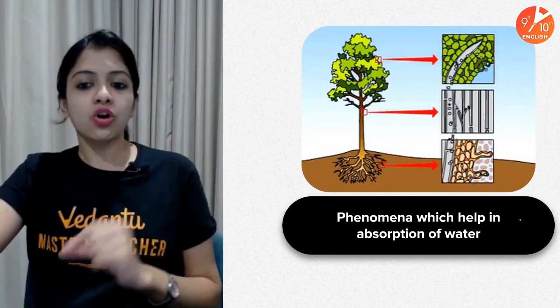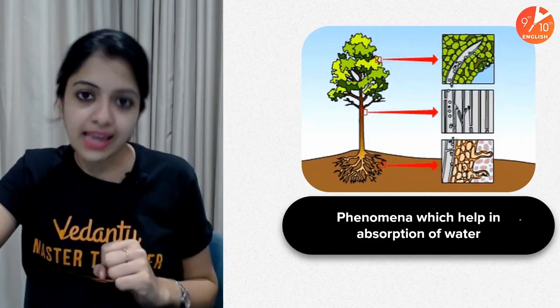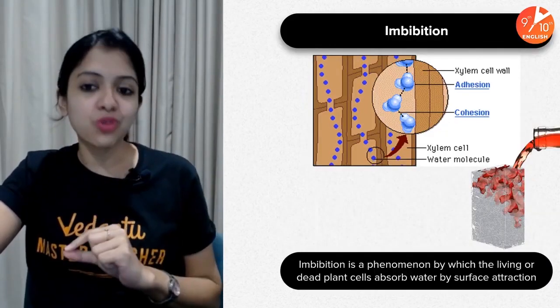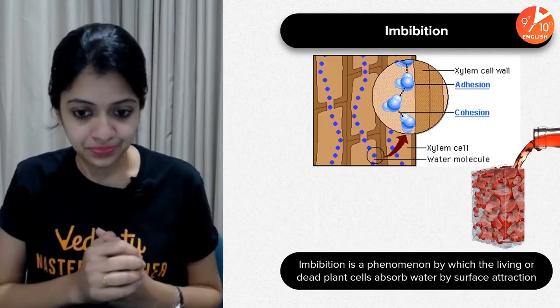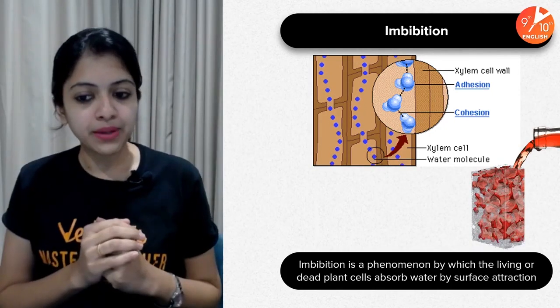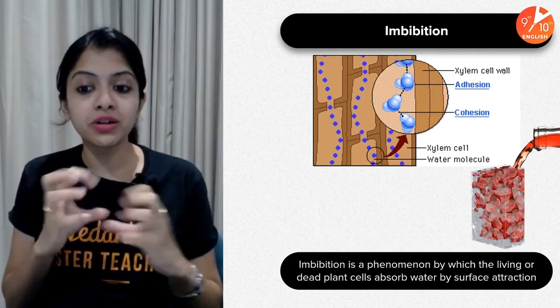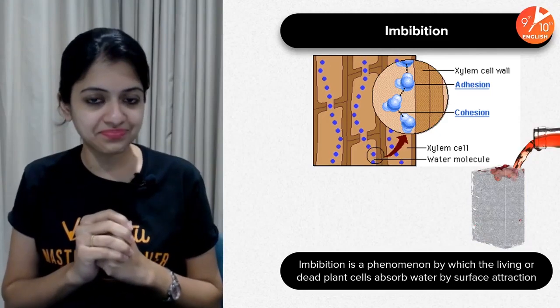Let's talk about the different phenomena which help in the absorption process, starting with what we call imbibition. Imbibition is a phenomenon by which living or dead plant cells absorb water by surface attraction.